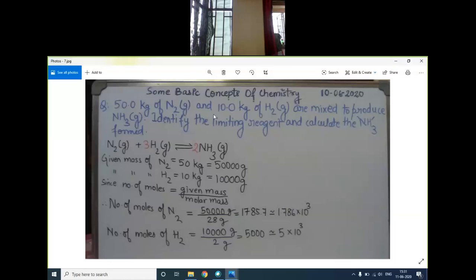So first of all we have to identify the limiting reagent. How to identify? First our work is to write the balanced chemical reaction. Here the reaction is between N2 and H2. So N2 in gaseous form plus H2 in gaseous form, and it is a reversible reaction, so I am using the reversible sign. It is forming which product? Ammonia, NH3, in gaseous form.